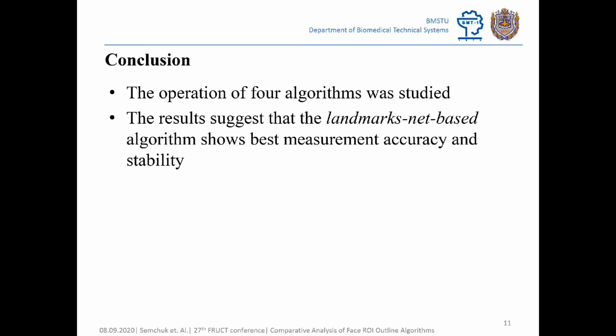The paper is devoted to the comparative analysis of algorithms for ROI outline on face images in the task of contactless heart rate measurement. The operation of 4 algorithms based on color segmentation and the use of facial landmarks was studied under different illumination conditions of the subject's face and also at different distances between the camera and the subject's face. The results suggest that the algorithm based on the grid with the nodes at facial landmarks with independent video plethysmogram calculation for each sector shows the best measurement accuracy and stability.